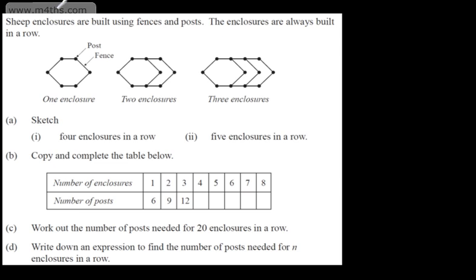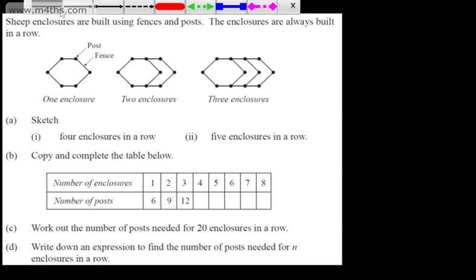Sheep enclosures are built using fences and posts. The enclosures are always built in a row. So we've got enclosure 1, 2 and 3. We've got the post and the fence. In part A it says sketch 1, 4 enclosures in a row and 2, 5 enclosures in a row. So all we're going to be doing is adding 1 on. We can see that it's just a case of that.